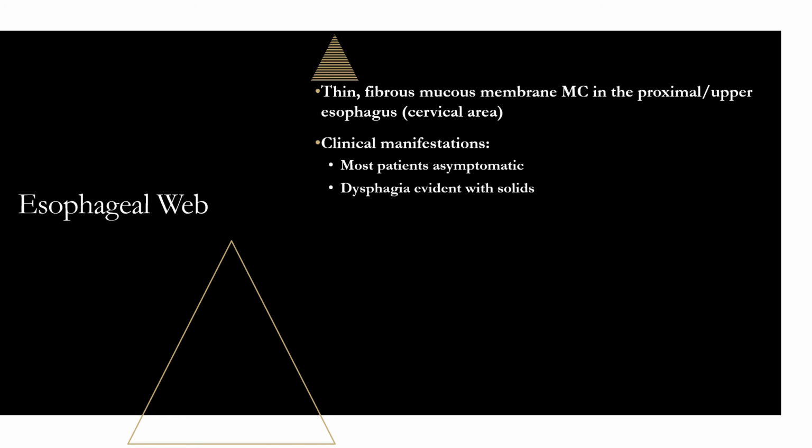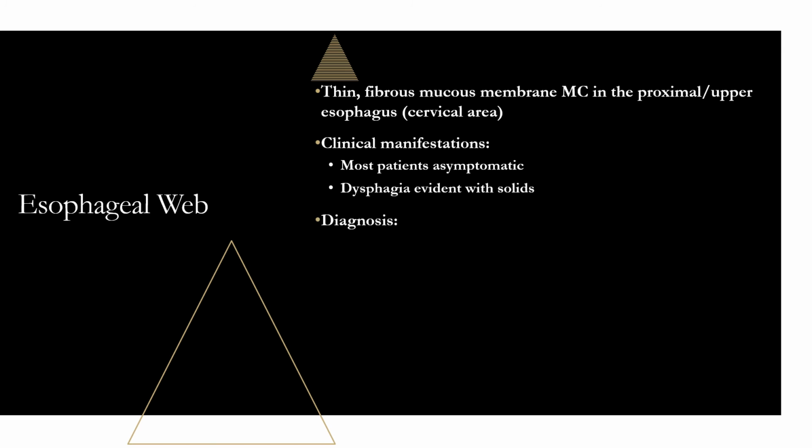Now, if you remember what we went over previously, those motility disorders had dysphagia that was both with solids and with liquids. But when we're going into masses, obstruction, and things like that, non-motility causes, it's mainly going to be just from solids. So you need to know that, because that's how you're going to differentiate on a vignette. They're going to give you dysphagia, and they're going to say, but only to solids. Then you need to know, okay, this is something from a mass, not a motility disorder like achalasia. So esophageal web is going to be dysphagia evident with solids.